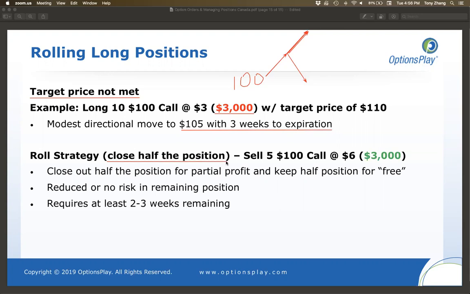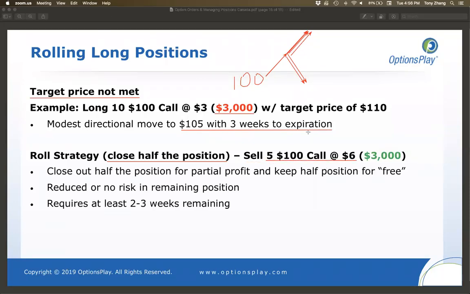This is a really easy way to protect yourself from potential downside while still allowing your position to take advantage of more upside. Whenever a stock goes in the direction that you expect it to, but has not hit your target, you can utilize this strategy. So I'm going to sell half my position. I originally had 10 contracts, and now I'm going to sell 5 of those contracts.